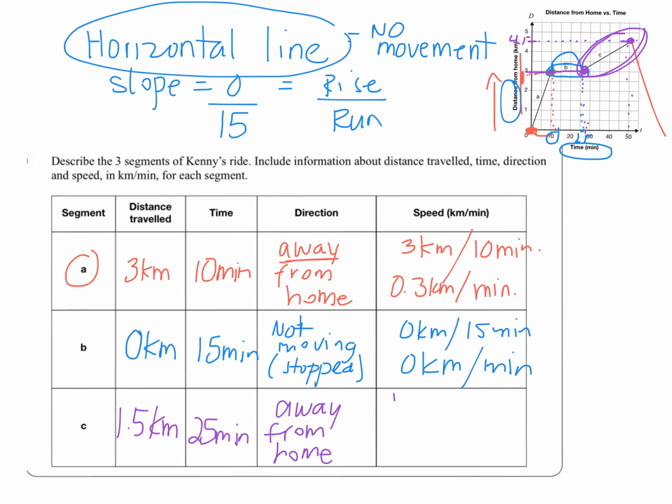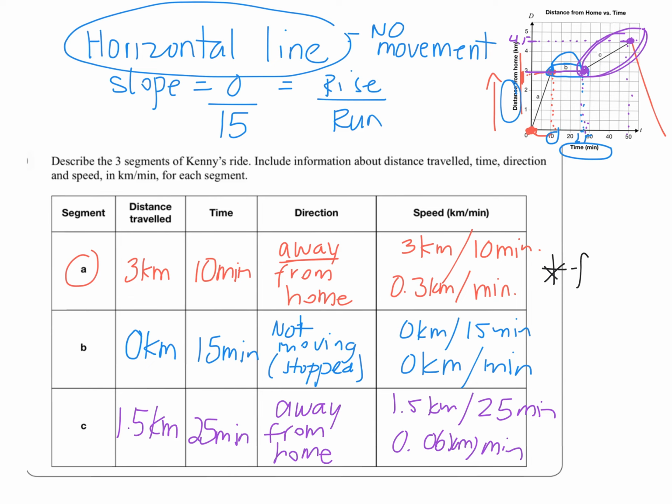Okay, so he has a speed of 1.5 kilometers for every 25 minutes. And what would that be? How many kilometers per minute? So divide 1.5 divided by 25. 0.06 kilometers. At which segment is he traveling the fastest?